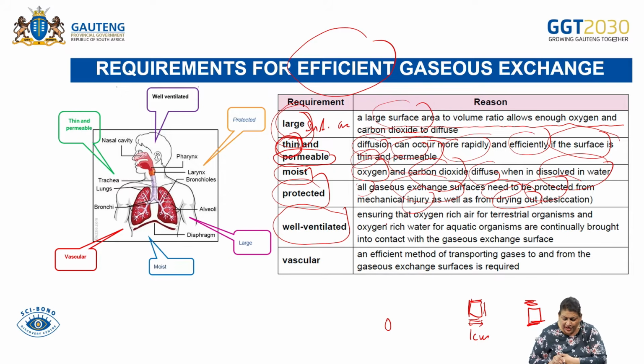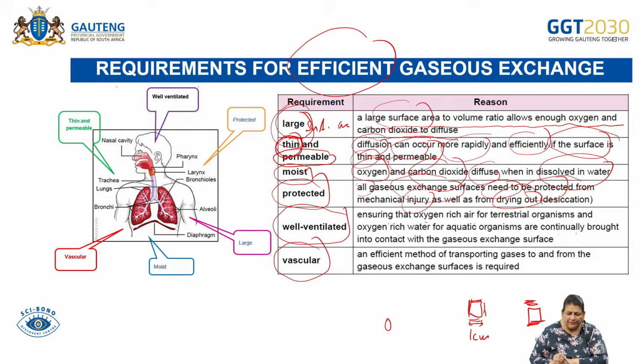It means ensuring that oxygen-rich air for terrestrial organisms and oxygen-rich water for aquatic organisms are continuously brought into contact with the gaseous exchange surface. So there has to be a mechanism to allow air to move in and to allow air to move out. That's what we mean by ventilation. Somehow air must come in and somehow air must move out. And that is actually the breathing mechanism.